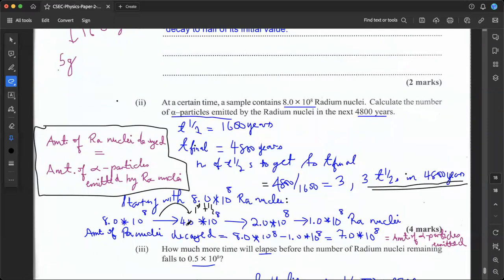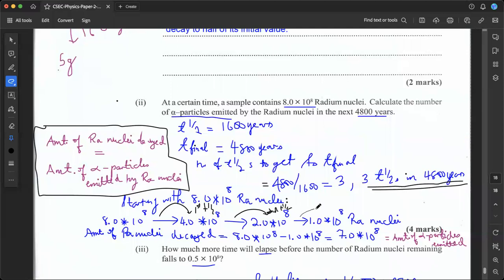So I ended up with 4 here after I've gone through 1 half-life, which would be equivalent to just 1,600 years. Then I go through a second half-life, so second T half, and I'm going to end up with half of what I had after my first half-life. So I'm going to end up with just 2.0 times 10 to the 8 over here.